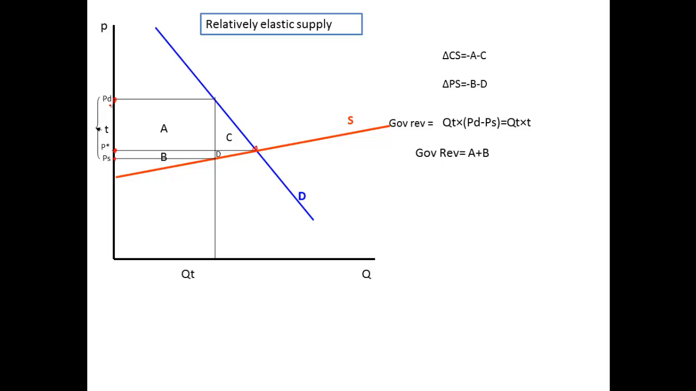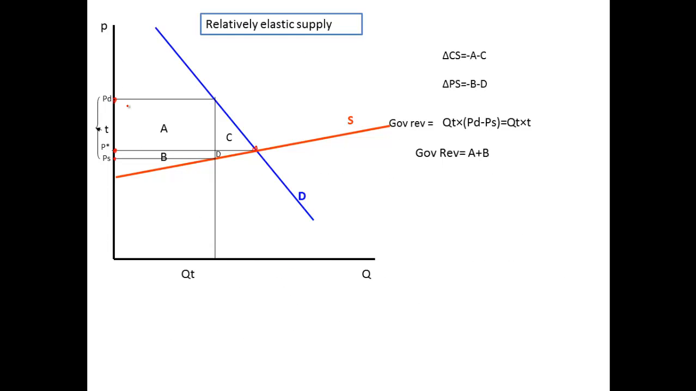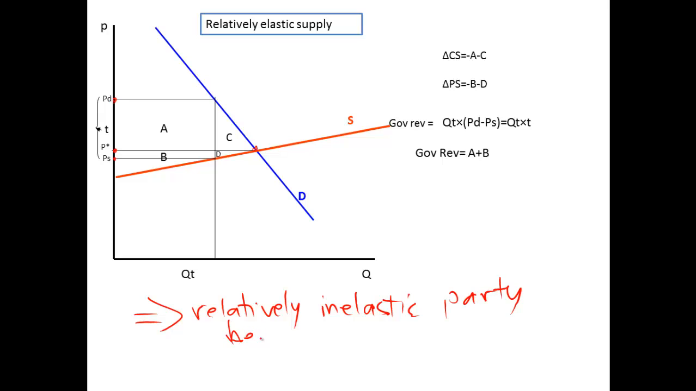What's going on here? Well, what's going on here is that the relatively inelastic party ends up bearing most of the tax. So the punchline on tax incidence is that the relatively inelastic party bears most of the tax.